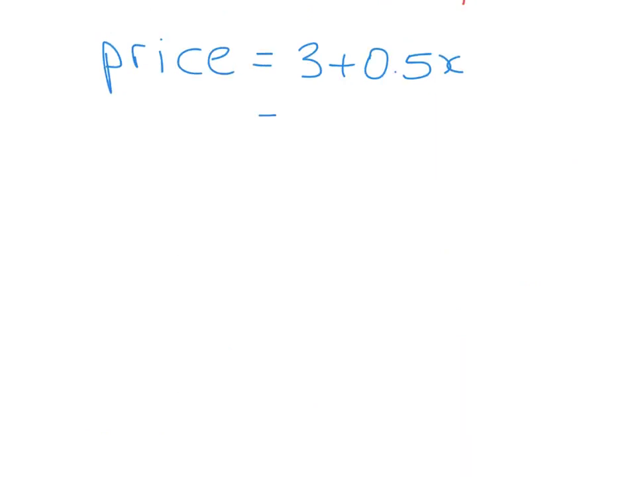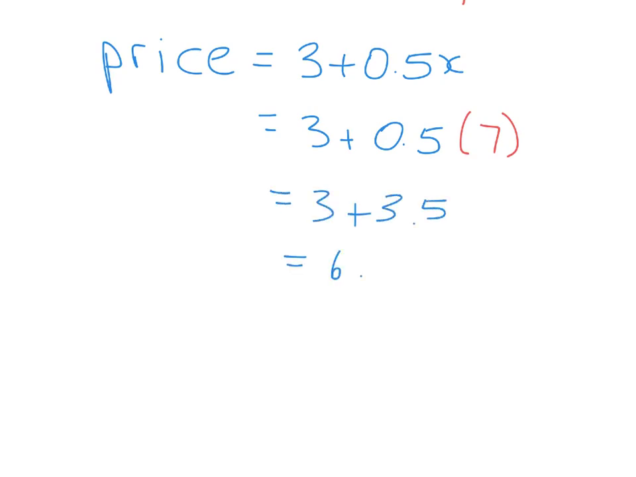So we know that price is 3 plus 0.5 times x, so the price is 3 plus 0.5 times 7, which is 3 plus 3.5, which is 6.5. So to maximize her revenue, Maria needs to charge $6.50.